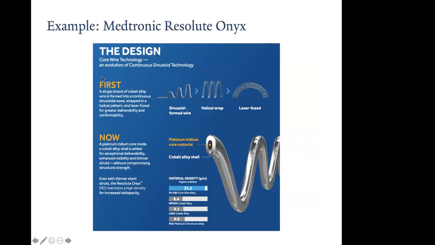This is an ad for an Onyx stent, and so essentially it shows that you have this wire that is wrapped and then fused together at these links. And then that makes the stent scaffold itself. And then in terms of the actual components of it, it has this cobalt chromium shell, as they call it, and then a platinum iridium core, which makes it both strong and visible radiographically.